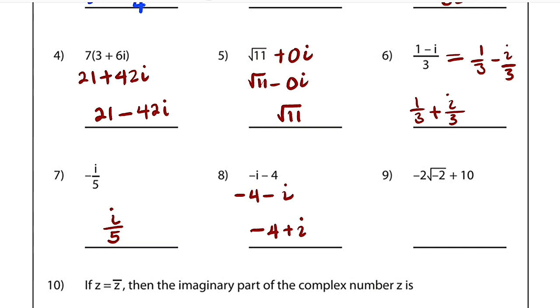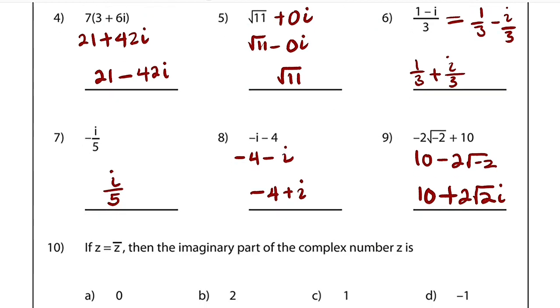Number 9, we have negative 2 multiplied by square root of negative 2 plus 10. Let me rearrange it as 10 minus 2 root of negative 2. Root of negative 2 is just root of 2i. So the conjugate will be plus here instead of minus. So we have 10 plus 2 root of 2 then i. We are done with this part.